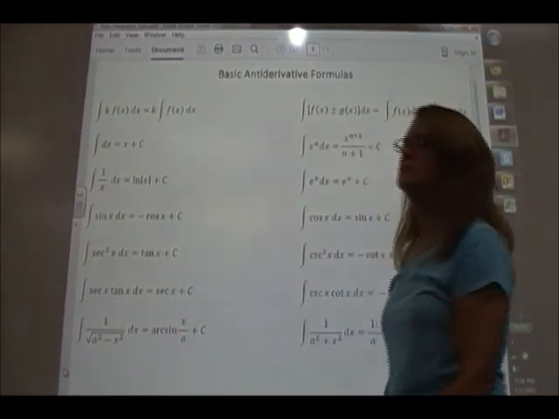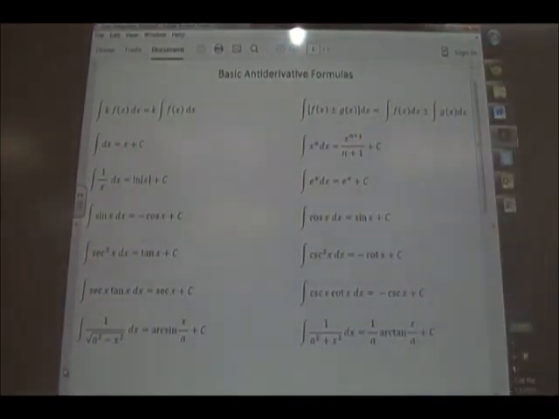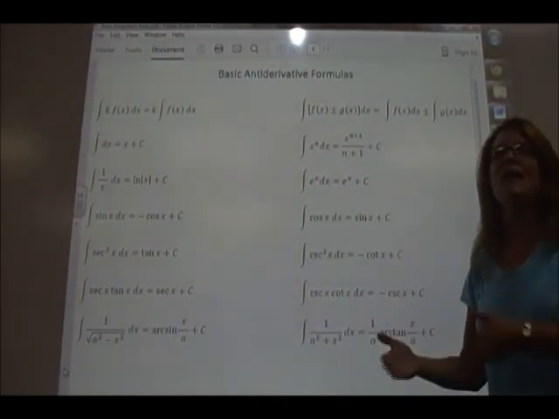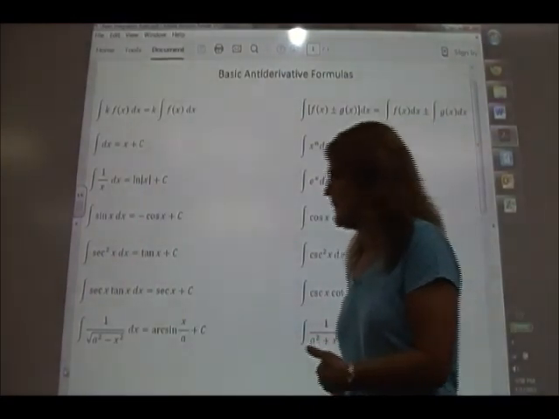Would that be considered factoring? Okay. You could call it factoring out a k if you want to. We can take out a k. The k is not going to have any bearing on our antiderivative.